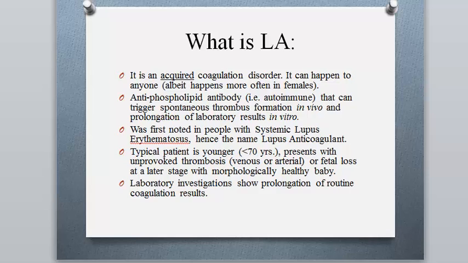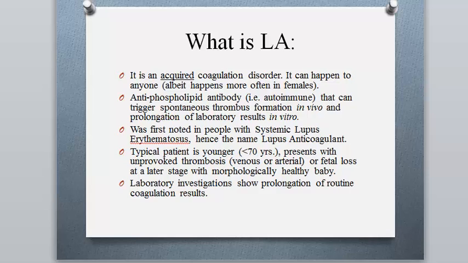This disorder was first noted in people with systemic lupus erythematosus, and hence the name lupus anticoagulant. But later it was discovered that lupus anticoagulant can happen to people without SLE, but the name stuck.